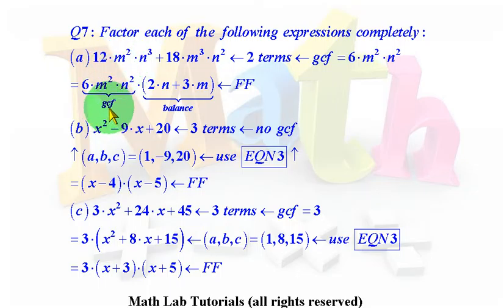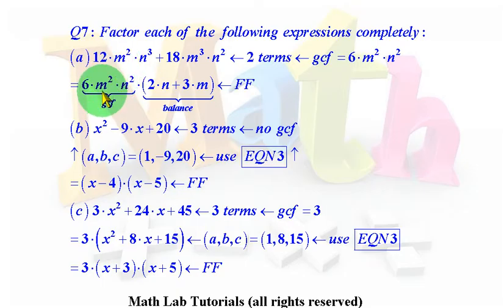So the divisor is always the GCF. The dividend is always the term. Okay, the divisor is the GCF, the dividend is the term. So inside the brackets, which I call the balance, 12 divided by 6 is 2, put it down, m squared over m squared.